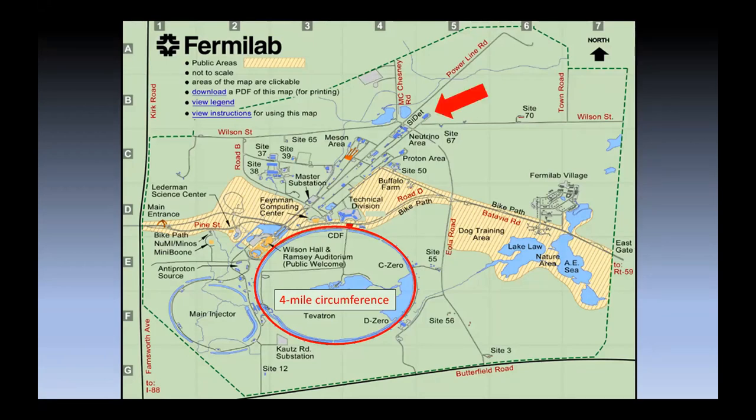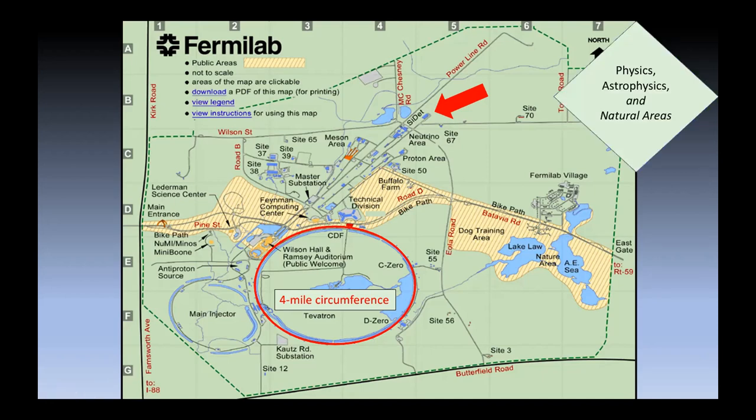SiDet is located about a mile away from the 4-mile accelerator ring. And on the site of Fermilab are many, many buildings and laboratories for doing all kinds of physics and astrophysics today. But you'll notice there's also a lot of blue and green on this map. That's because Fermilab has a large area of natural areas. So there are a lot of lakes and other natural areas.